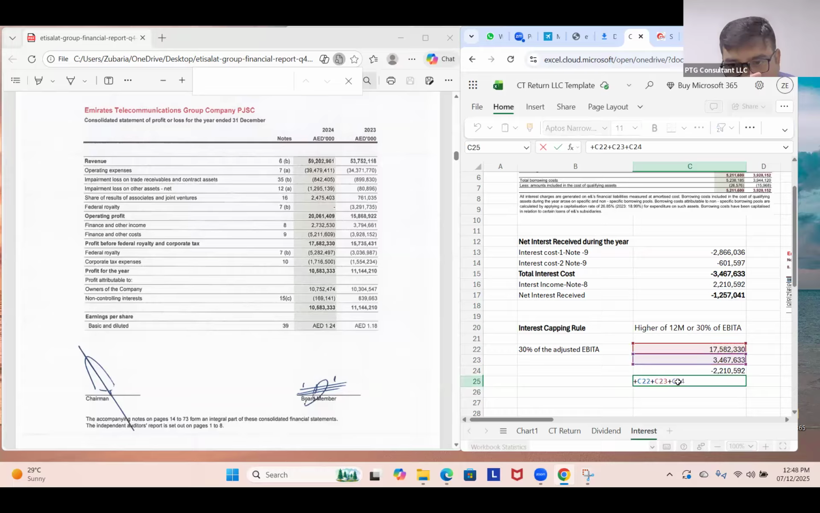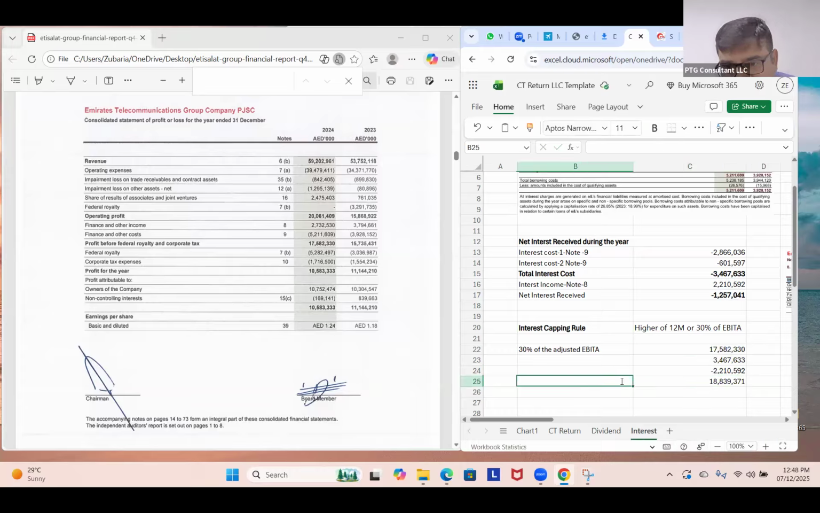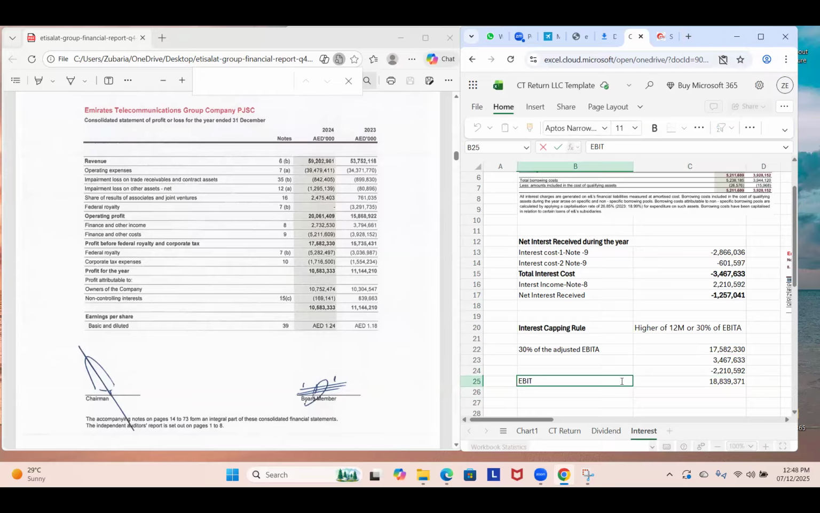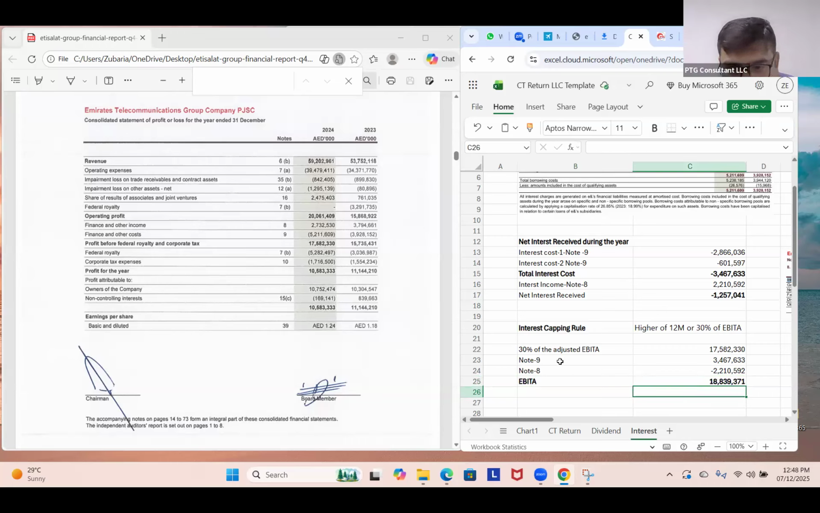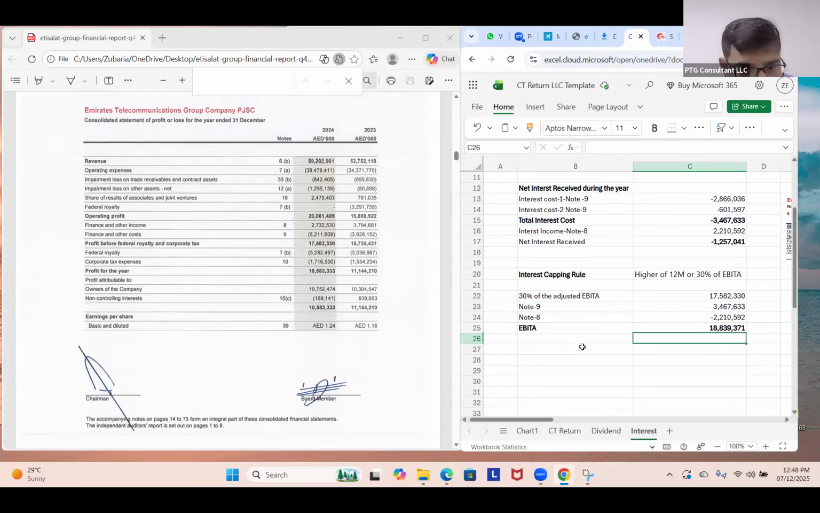Earning before interest and tax. What about only EBITDA? This is note 9. I'm just writing short form note 8 and note 9. Any other one? Would you please make your contribution? Earning before interest.